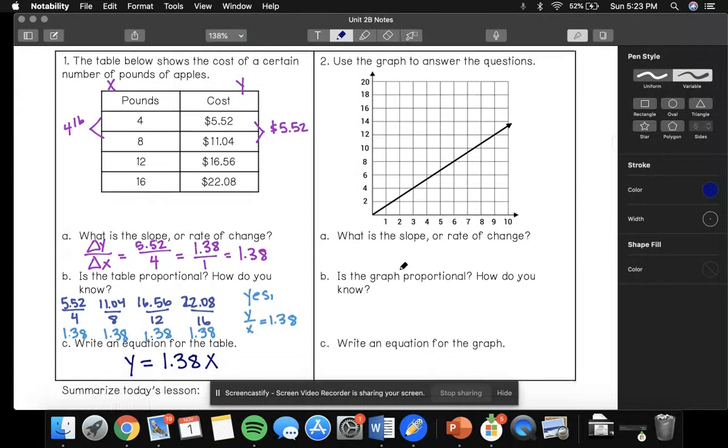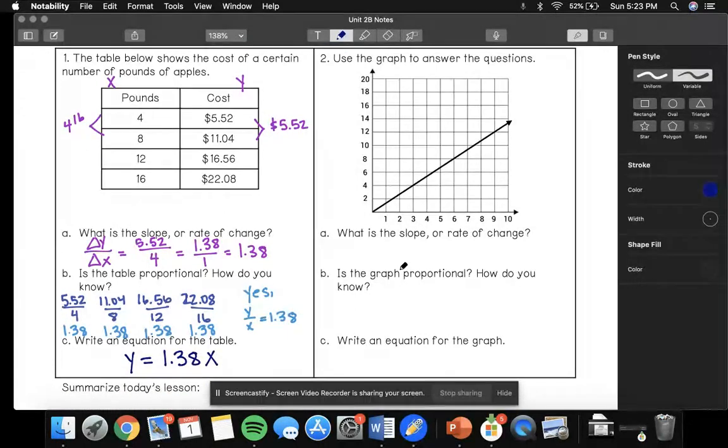Okay, number 2 says to use the graph to answer the questions. Okay, so this has no context. It doesn't talk about pounds, doesn't talk about cost, so we just have this graph. Okay, so it asks, what is the slope or the rate of change? So we have a graph, so we need to find the rise compared to the run. Okay, so to do that, we need to pick 2 good points. So I like to use that point if it's there, and I like to pick the next closest one. That's not perfect, but this one's perfect.